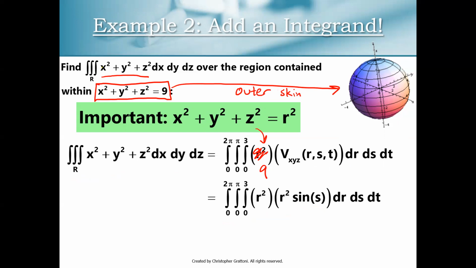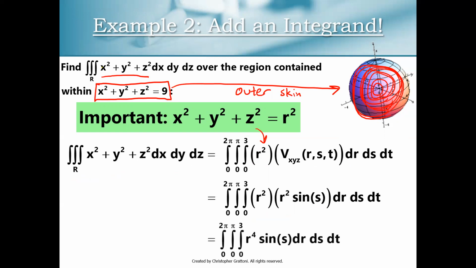And we're not integrating over this skin. We're integrating for all of our r values that radiate out and fill out all of this volume. And so you can't put 9 there. You need to leave it as r squared. Now we can multiply r squared and r squared to make r to the fourth, and this will be the triple integral we'll compute on the next slide.